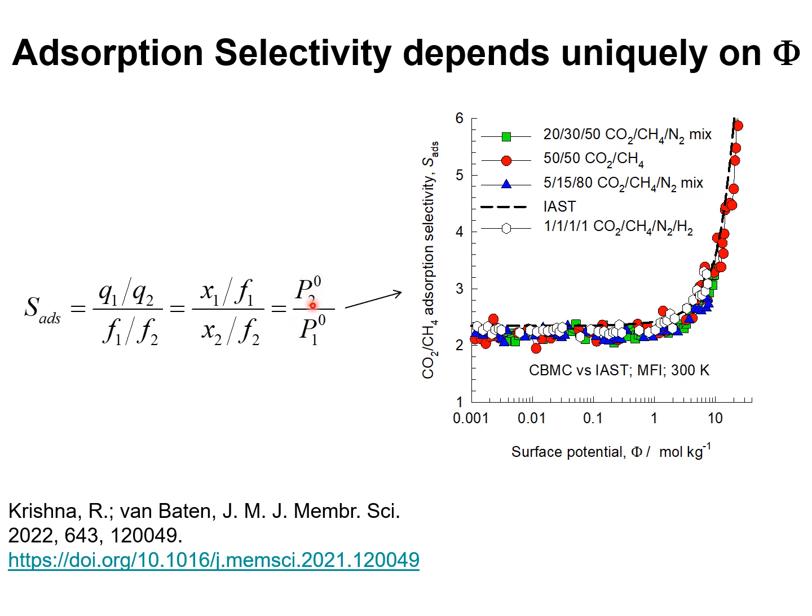ratio of the adsorption pressures of component 2 to the adsorption pressure of component 1. And this ratio of adsorption pressures is uniquely determined by the surface potential. The IAST calculations are shown by the dashed lines, and the IAST calculations are in excellent agreement with the CBMC simulated adsorption selectivities for all 4 mixtures.